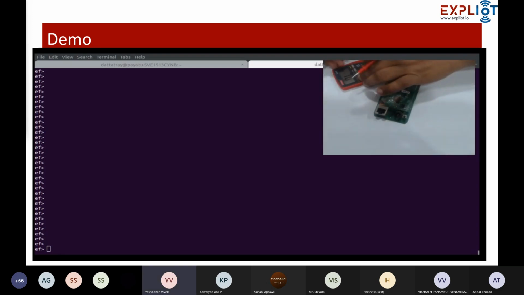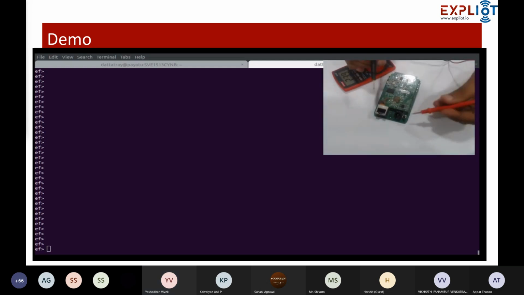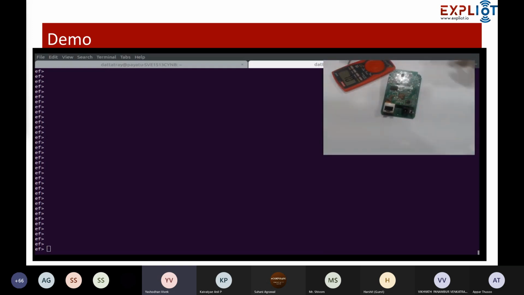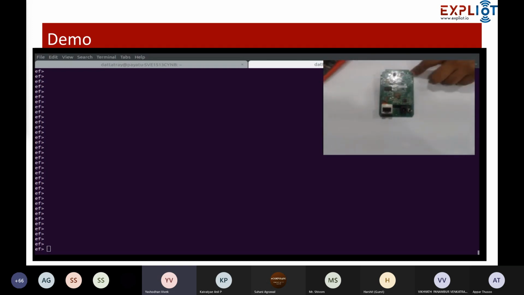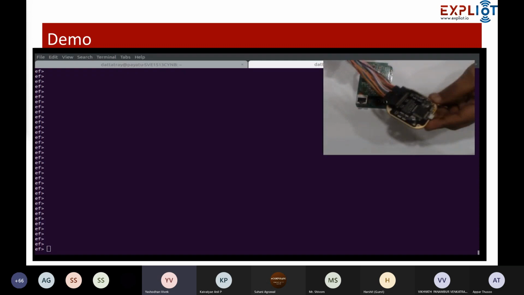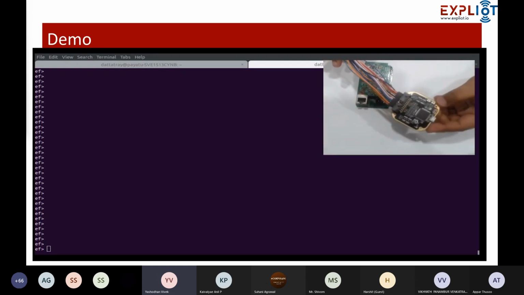The first thing we can do is identify which is the ground pin. Ideally, if you see any metallic body part of an IoT product, that metal part is a ground reference. So with this continuity test with the body metal part, the ground has been identified.